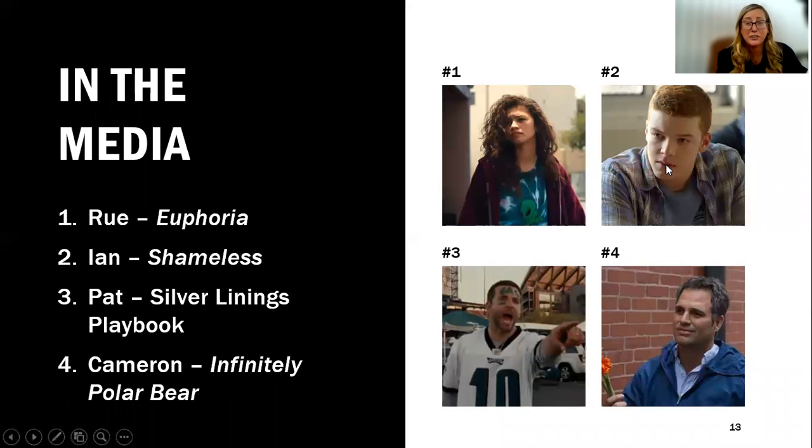Same for Ian Gallagher from Shameless. This show has been around for over 10 years, so a lot of people have followed his journey on bipolar condition and seen the highs and lows that he has experienced. And there's 2 movies also that really demonstrate this condition. Number 3 is Silver Linings Playbook.